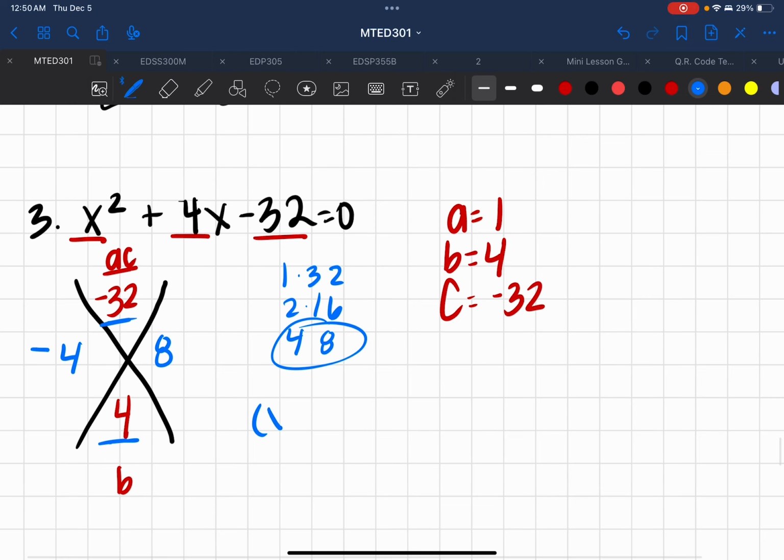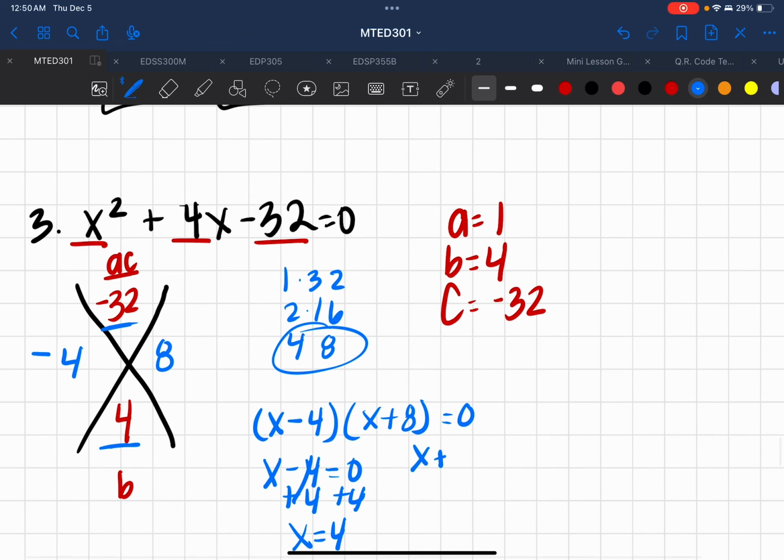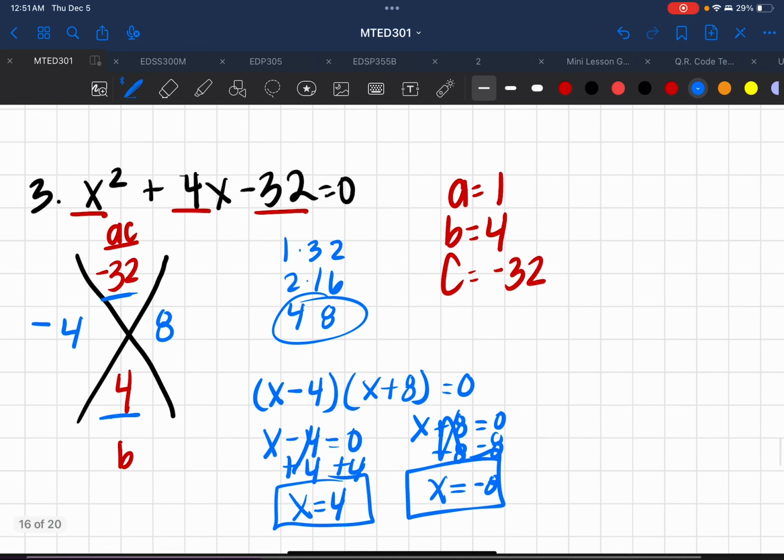So that will make our new factors be x minus 4 times x plus 8 equals 0. And now we solve. x minus 4 equals 0. Add 4 to both sides. We're left with x equals positive 4. x plus 8 equals 0. Subtract 8 from both sides. We're left with x equals negative 8. We were able to find our two solutions using the X method.